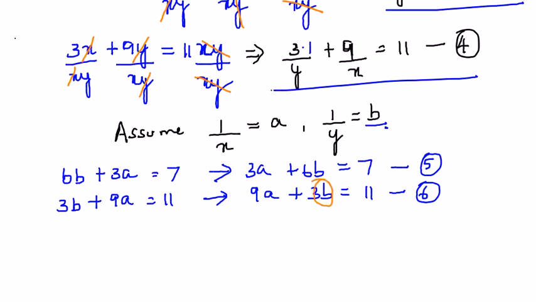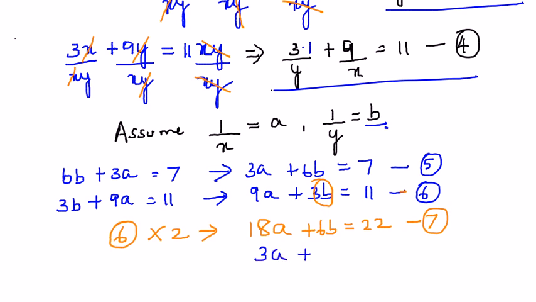I should multiply the sixth equation here by 2, right? So this equation becomes 18a plus 6b is equal to 22. So ஏற்கனவே let's mark this as equation 7. நான் என்ன பண்ணிருக்கேன்? I multiplied the sixth equation with 2 because I want to eliminate b. So already I have the fifth equation as 3a plus 6b is equal to 7. This was my fifth equation.